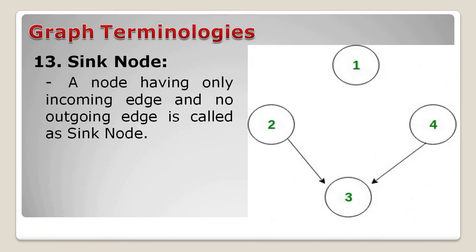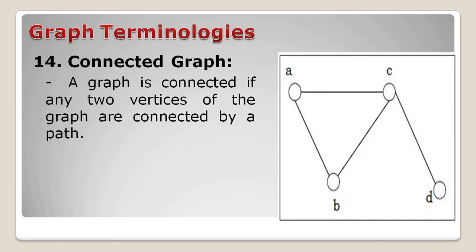So the next terminology, there is a graph terminology, we are going to be learning like a sink. So the sink means a node having only incoming edge and no outgoing edge is called as a sink node. So like consider in this example, like for the 2 and 4, we are having the outgoing edge. But for the 3, only we are having the incoming edge. So in that case, 3 we are going to be calling as a sink node. So for the A1, we don't have any kind of incoming edge as well as we don't have any kind of outgoing edge.